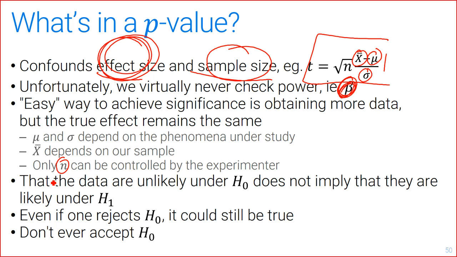So the data, if it's unlikely under the null hypothesis, maybe it's also unlikely under the alternative. We just don't know. So again, don't ever accept the null hypothesis. And keep in mind that you're only controlling the sample size. We will see in the regression lecture how to control for other factors, such that we are going to be able to have a statistically significant result after controlling for the effect of other things. And essentially what's going to happen is that this variance is going to be reduced.